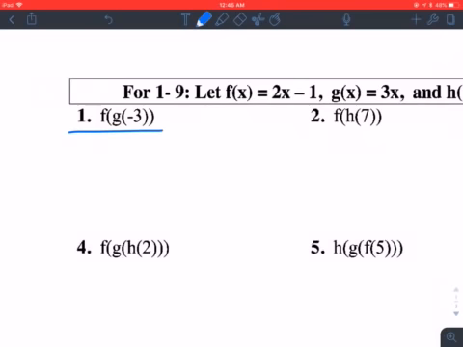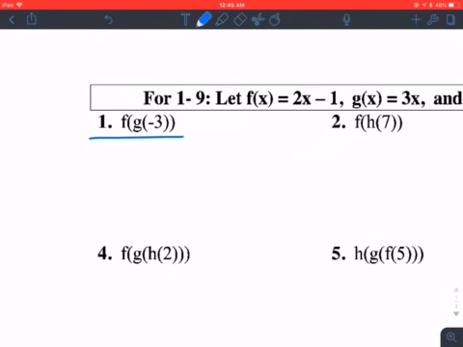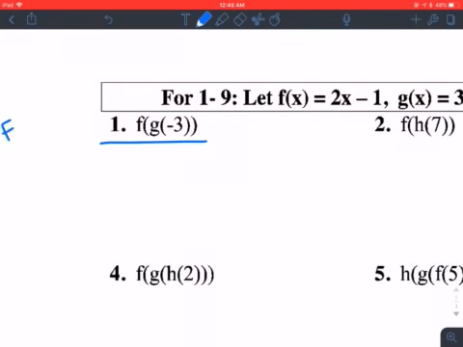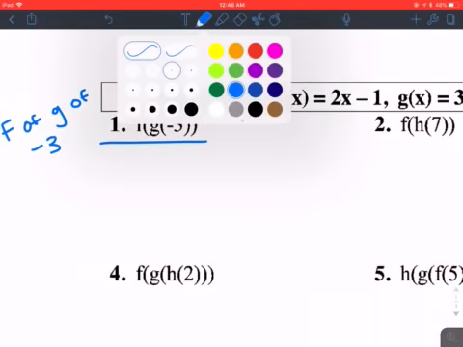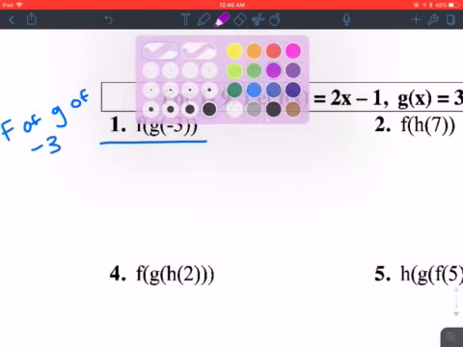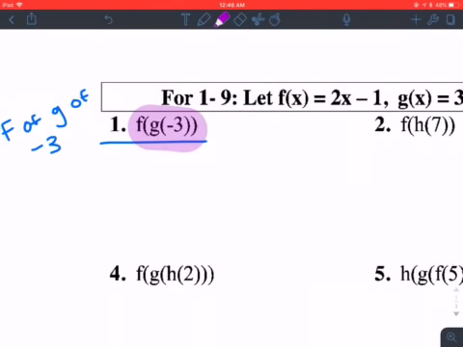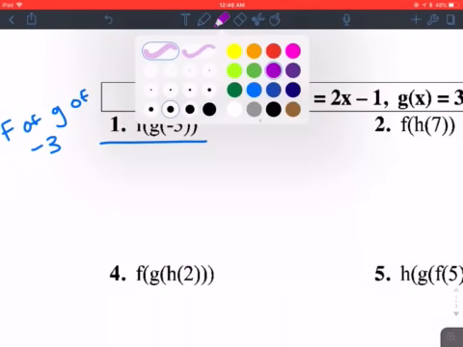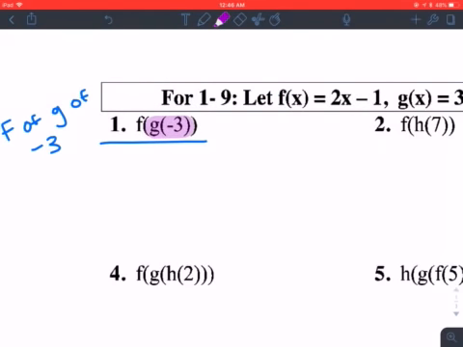So if you don't remember this from Algebra 1, this reads out f of g of negative 3. So f of g of negative 3. Now we always work from the inside out on these. So the first thing I'm going to do is find g of negative 3. Let's make that a little bit smaller. So I'm going to figure out what is g of negative 3.